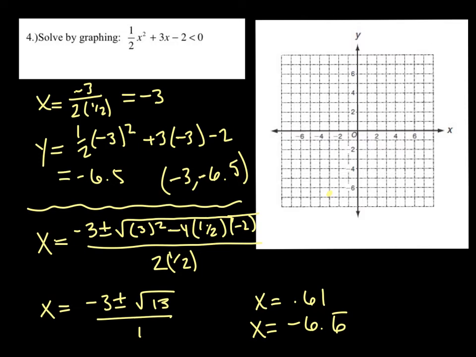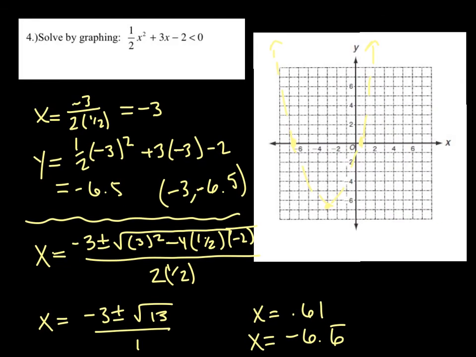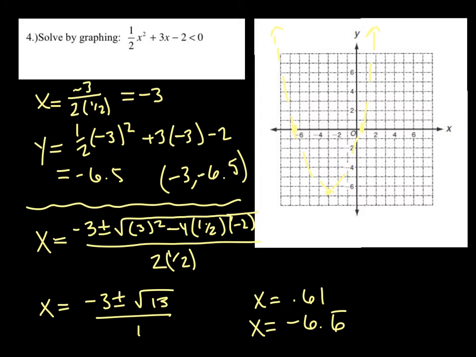So negative 6.6 and 0.61. Now I can graph my parabola, and it is going to be dashed. So if I do a test point of 0, 0, I'll plug that in. I would get 0 plus 0 minus 2. So negative 2 is less than 0. So the inside is where I want to shade.